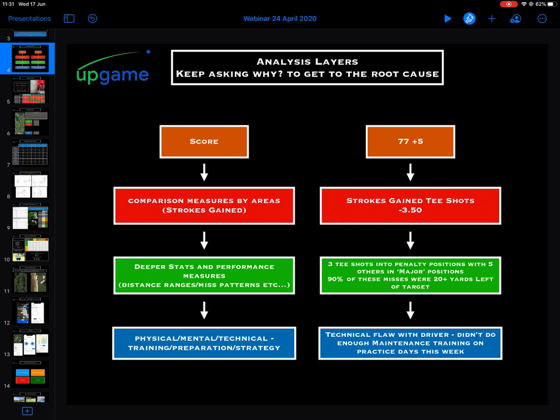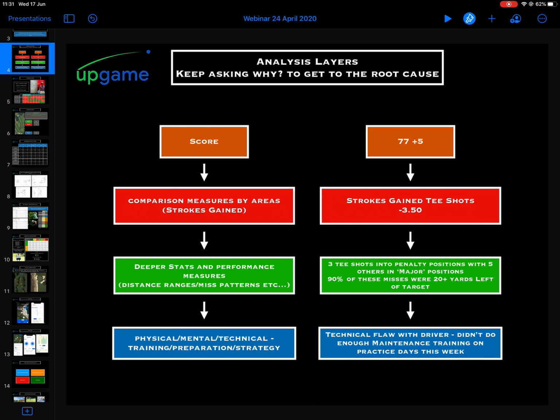So if we look at the difference between level 2 and level 3, level 2 is saying we're not very good from the tee. Level 3 then breaks that down and says the reason you're not very good from the tee is you've hit 3 tee shots into penalty positions such as water or out of bounds. You've had 5 other misses in what I call major positions, in effect where you're having to just chip out and advance the ball down the fairway.